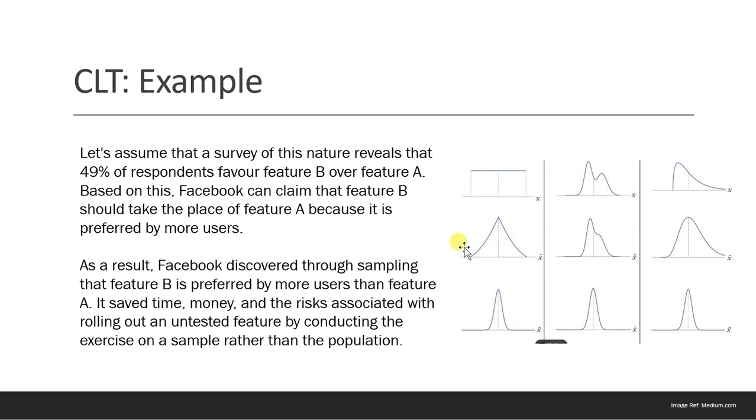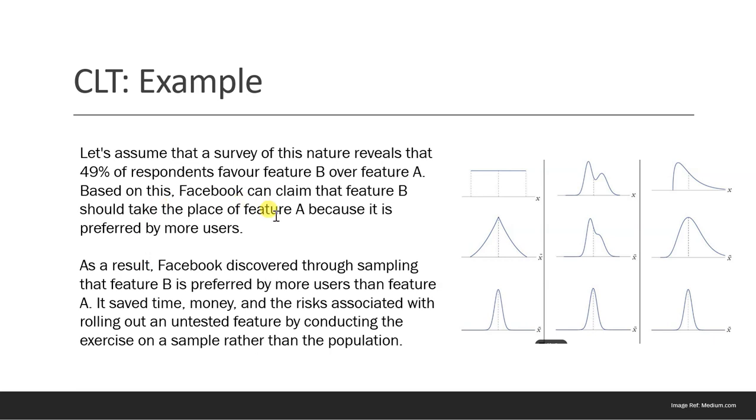So apart from the example, what is the problem with the central limit theorem? How can you be sure that the insight inferred from the sample holds true for the population as well? That's the main problem we have currently, right? First, let's assume that we have a survey that revealed 49% of respondents favor feature B over feature A, from a Facebook company that created a new feature.